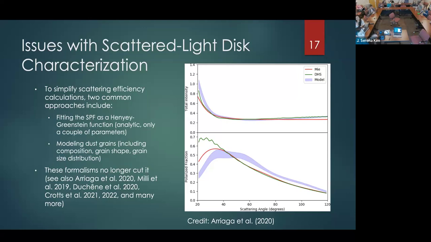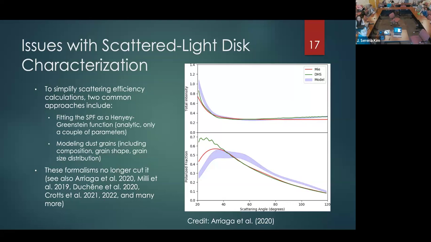Now, usually when we model these, we typically do a couple of simplifying things to help us understand what could be generating this scattering profile. One of the most commonly used ways is the use of this Henyey-Greenstein function, which is purely an analytic functional form, but it's not physically bounded. So there's no reason to expect that dust scattering properties follow this functional form. It's just a convenient and easy way to fit for a scattered light profile.